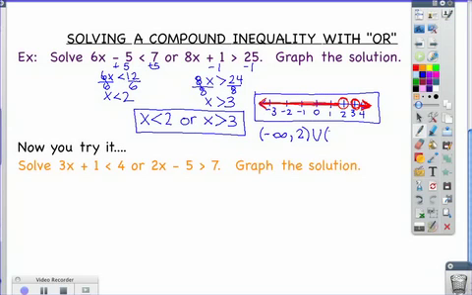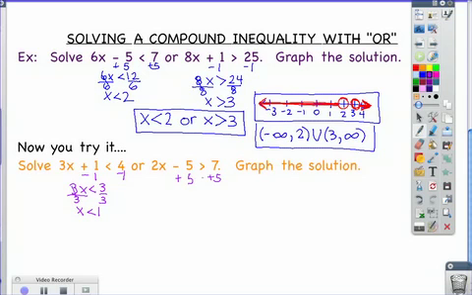I graph it on a number line. X is less than 1, open circle, shaded to the left. X is greater than 6 would be an open circle, shaded to the right. And then for interval notation, we're going from negative infinity to 1 and from 6 to infinity.